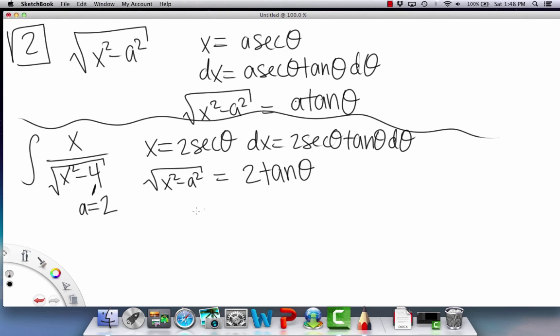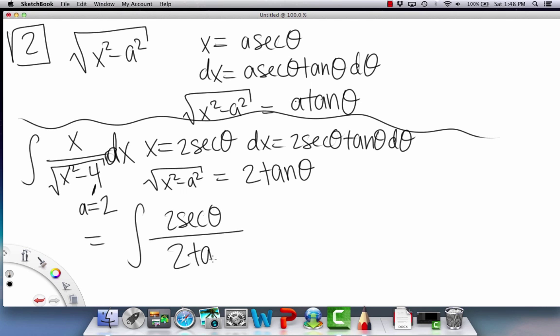Okay? Alright, so now we're going to plug these in. Oh, I'm sorry, there's a dx here. That would have been mathematically wrong. Okay, so if we plug them in, then we're going to get integral 2 secant theta on top, in place of the x. And on the bottom, we're going to have 2 tangent theta. Okay, and then times the dx, which is the long thing. So 2 secant theta tangent theta d theta.